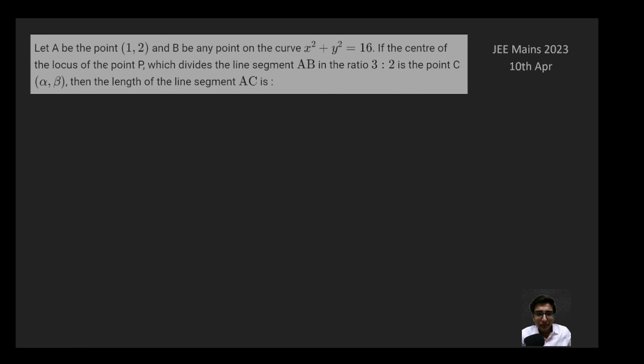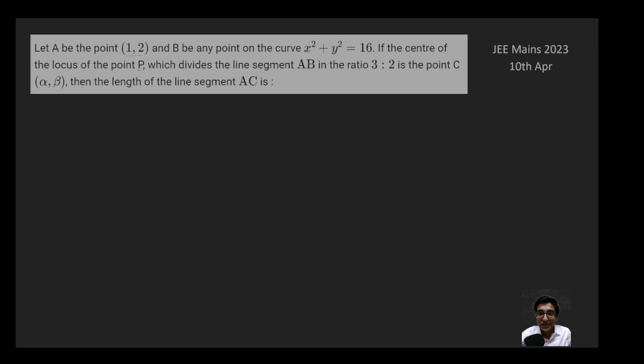So basically, what are they telling us? That there are 2 points. One is A, which is (1, 2), and there is another point B, and we have to first find out the locus of point P, which divides AB in the ratio 3:2. Once we find the locus of point P, we have to find its center.